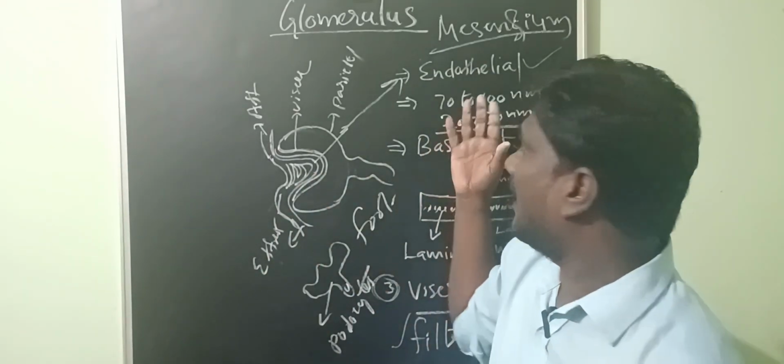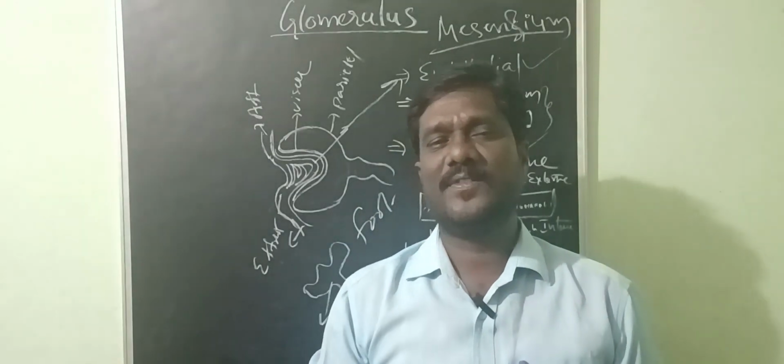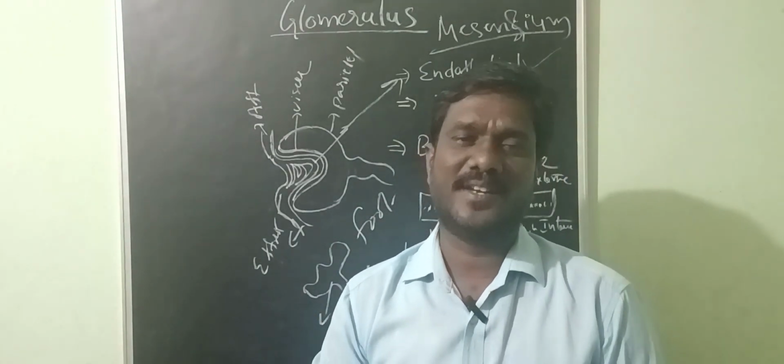Next one is the contractile cells. At the time of blood filtration, they contract and help the blood filtration process.